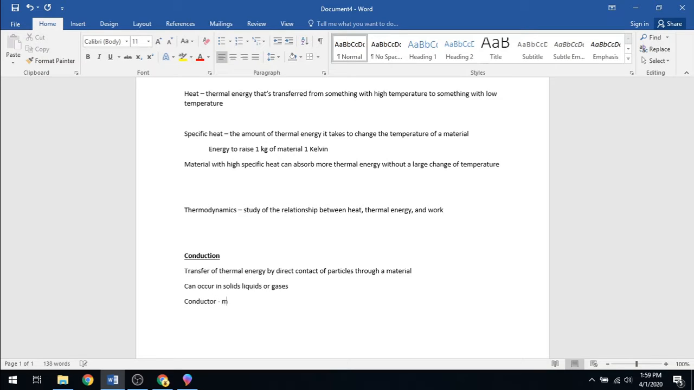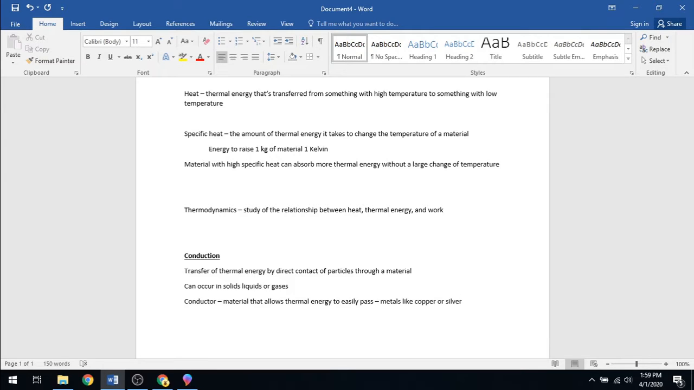So a conductor is a material that allows thermal energy to easily pass. Examples of this would be metals like copper or silver. Metals are usually what we think of as conductors.